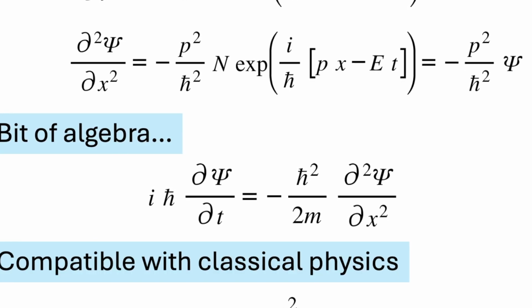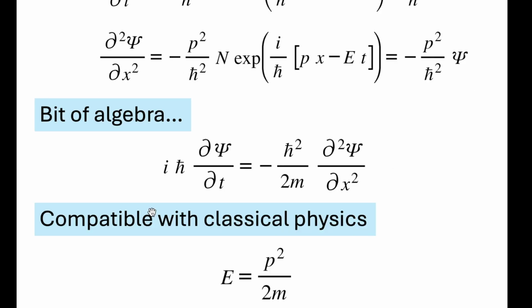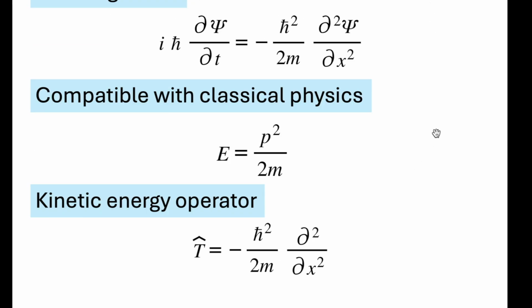This is the time-dependent Schrödinger equation for the free particle and is completely compatible with classical physics, where energy of a particle would be equal to its linear momentum squared divided by 2m. This term over here is associated with the kinetic energy, which is the total energy in this case of a free particle, and that it provides us a way to determine the kinetic energy operator, which we'll call T hat. T hat, the kinetic energy operator, is just minus h bar squared over 2m times the second derivative with respect to the spatial coordinate x.